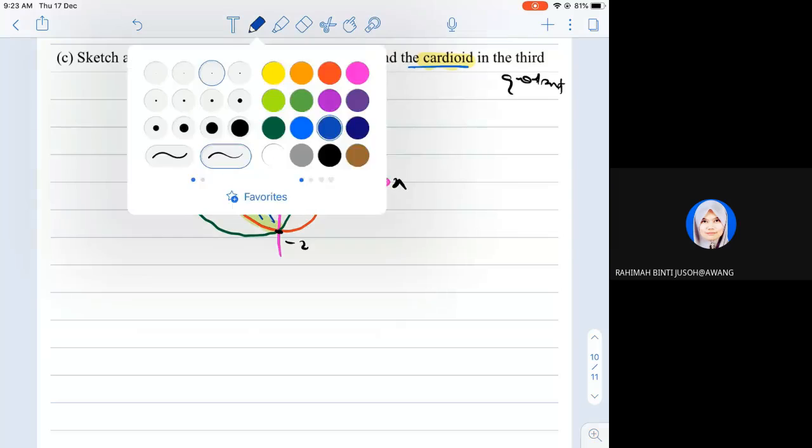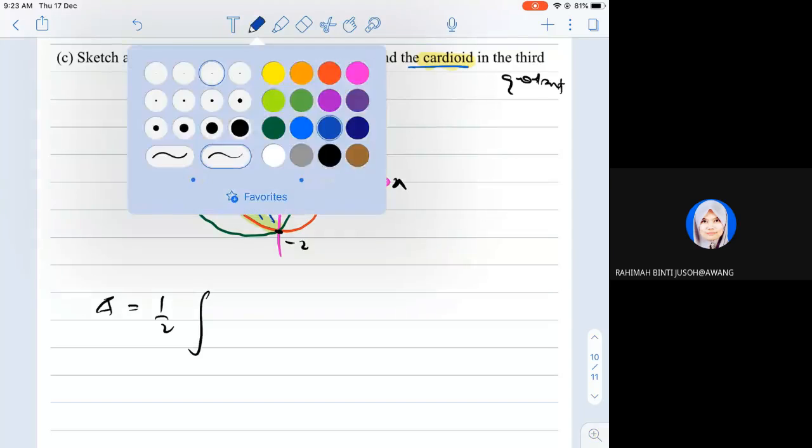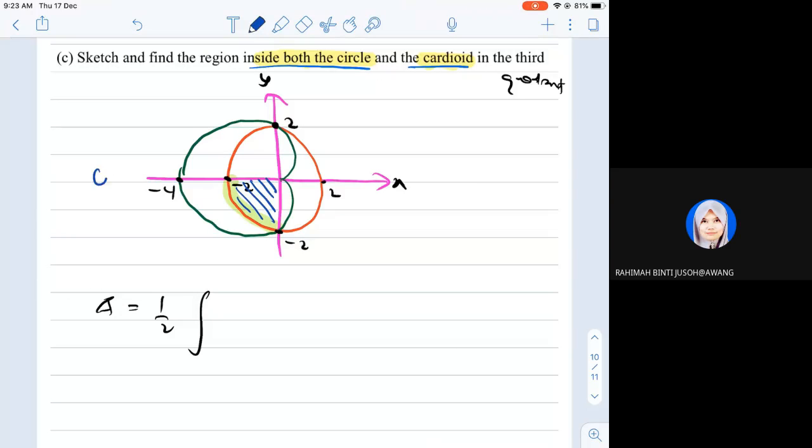So our integration becomes much easier, 1/2. Okay, the angle should be from here, theta equals pi until theta equals 3 pi over 2. So of course we have here pi, 3 pi over 2. Okay, now the r that is involved in this region is what?